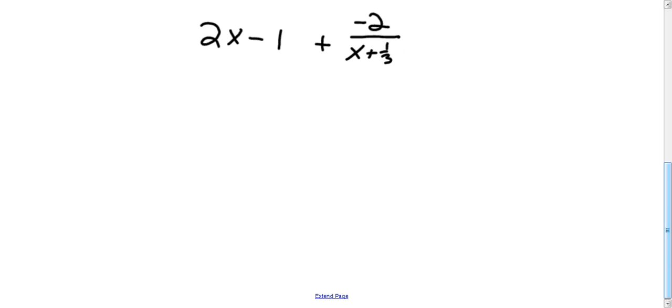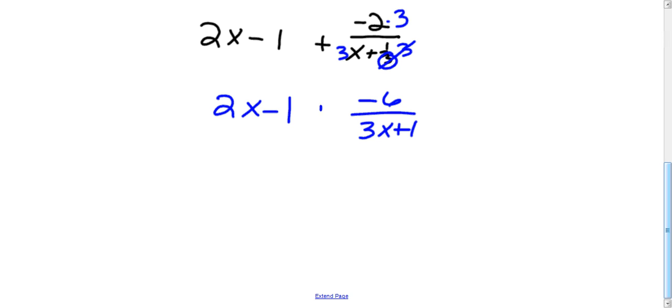Okay, and again, you don't want to leave fractions within fractions. So this is what's making that ugly in this case. So I will go ahead and multiply everything by 3. Okay, those will cancel, and I will have negative 6 over 3x plus 1 as my remainder.